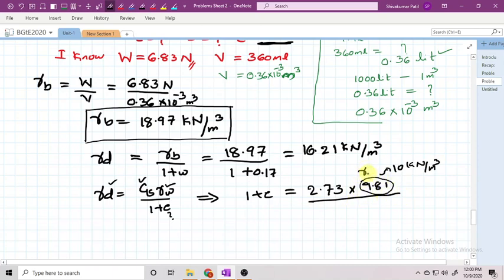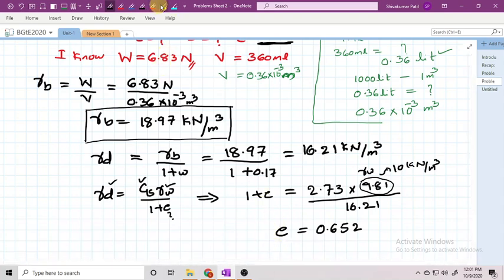gamma W, divided by your dry unit weight 16.21. So what is the E value? You will get the E value as 0.652. So this is your first answer.